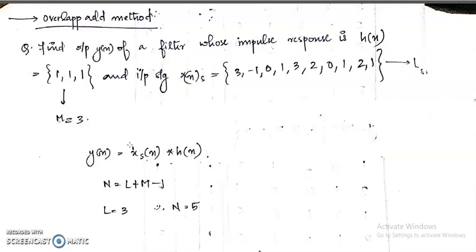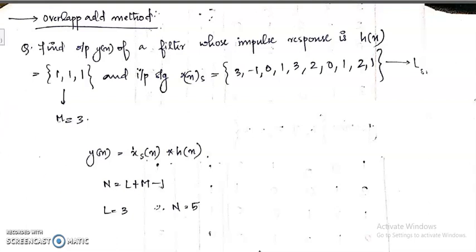The first step in the overlap add method is the same as in the overlap save method. We divide the long duration sequence into smaller blocks. Here the length of the input sequence is 10. Let me consider the block length L equal to 3; we can assume any value. So we divide the long duration sequence into blocks of length 3.